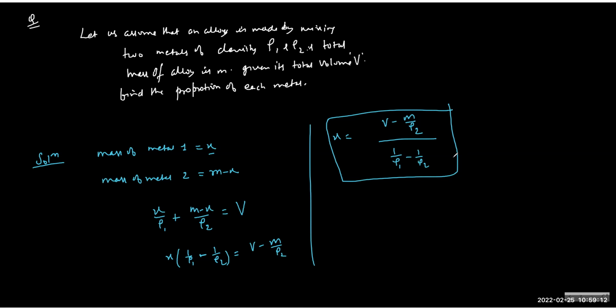What he did was he took the crown of the king and dipped it inside the water, in a completely filled vessel. Whatever water came out, he measured its volume, and that was the volume of the crown. Dividing the mass of the crown by the volume should give you the density of the gold, but it was different. So he came to know there is some mixture here. It is not made of pure gold.